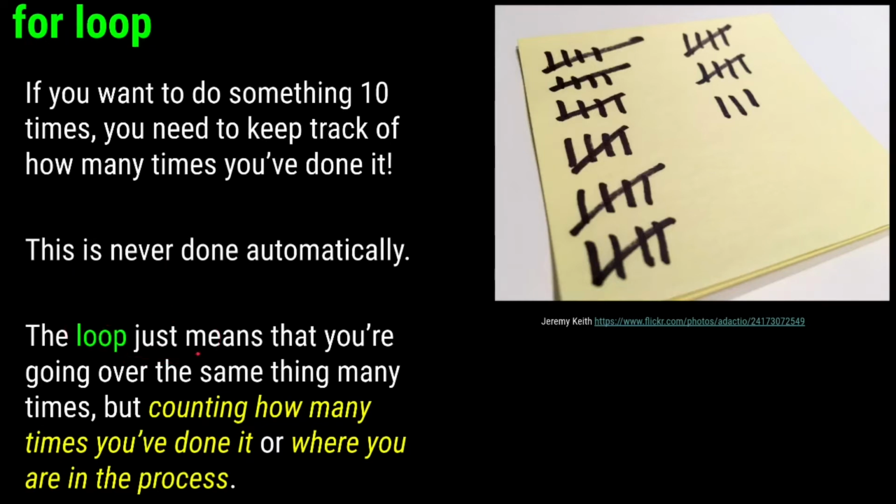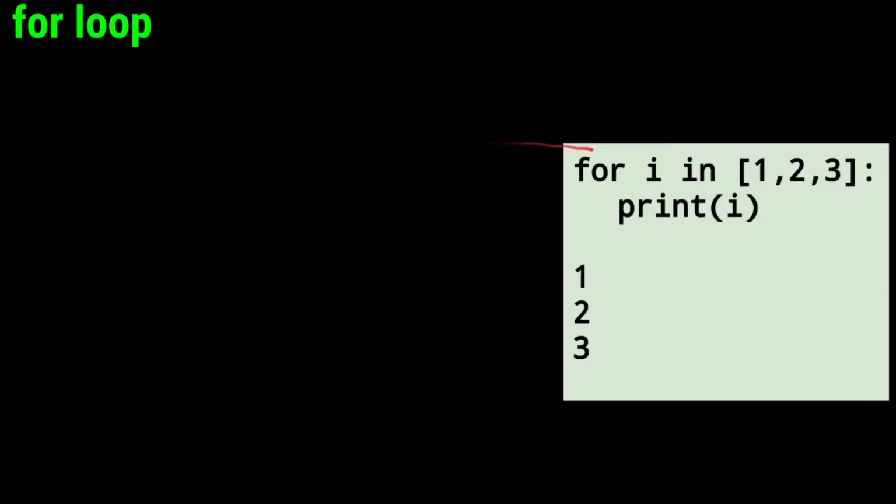So the loop says that you're going to do something over and over and over again, but the loop is going to count how many times you've done it or where you are in the process. So think of it as like keeping a checklist. Your for loop is going to keep track of something, how many times it's done it. It will do the counting for you so long as you set it up right. And then if it wants to, it will break out of the loop. So let's see how we do this.